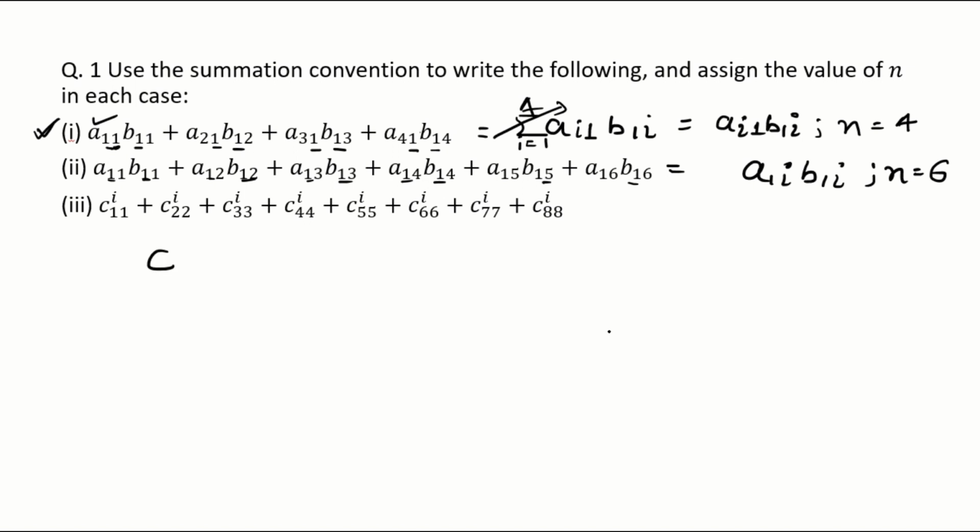And here we have 1 1, then 2 2, 3 3. So we can write j j, as i is already used, so we will use some other index. So let's use j. So j j, because in every term we have 1 1, 2 2, so the same index. The subscript is same, both the subscripts are same. And superscript is i.